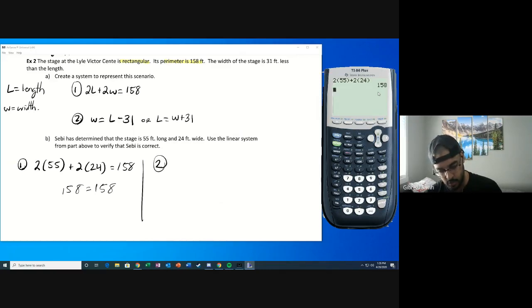So equation 2 then, the width is 24. So 24 needs to equal 55 minus 31.